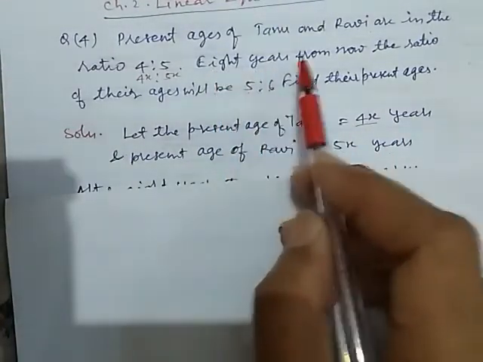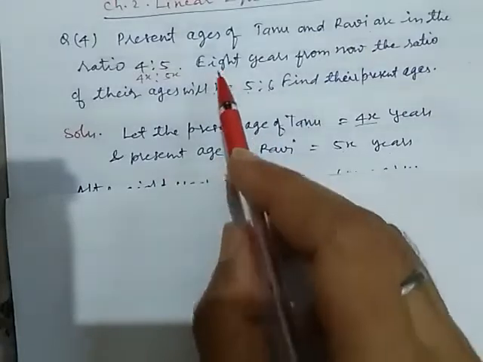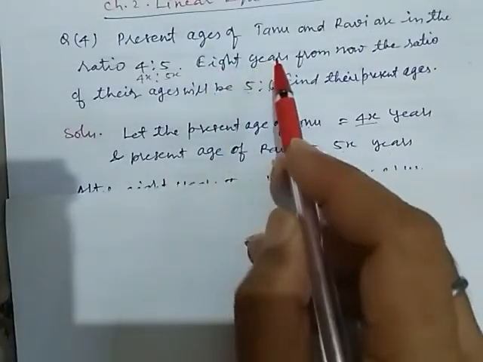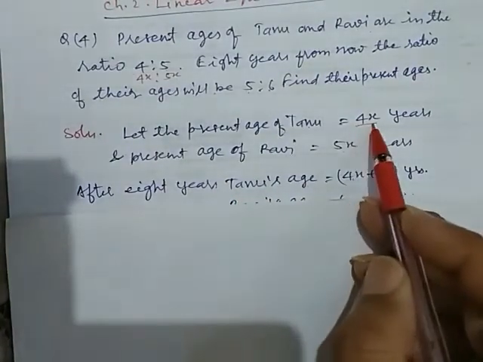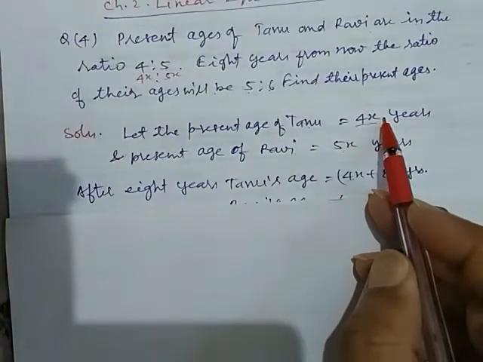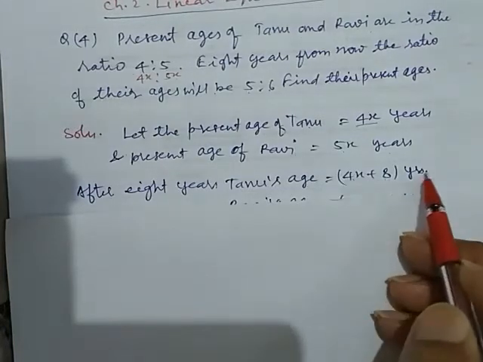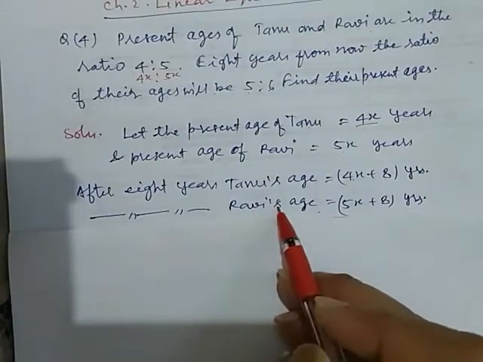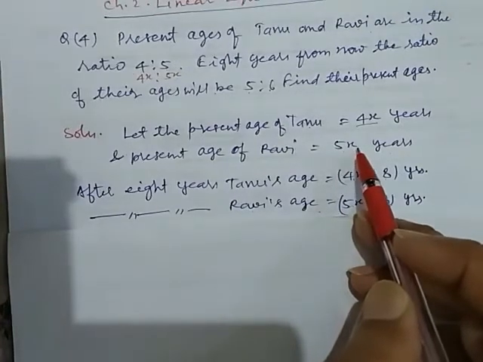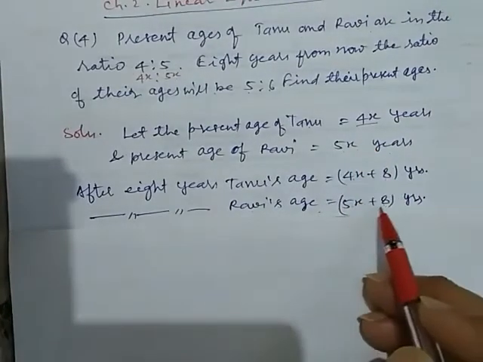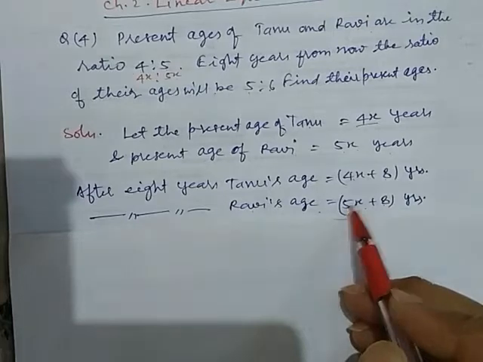Then 8 years from now, the ratio of their ages will be 5:6. First we find the ages after 8 years. After 8 years, Tanu's age is 4x plus 8. This is the present age, so we add 8 to get the age after 8 years. Same for Ravi's age after 8 years, 5x plus 8, because the present age is 5x. After 8 years we have to add 8. Now these are the ages of Tanu and Ravi after 8 years.